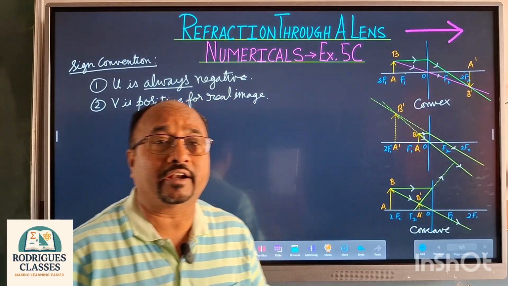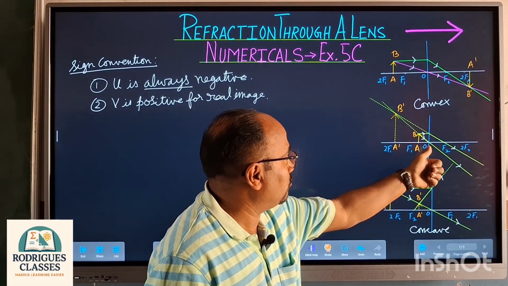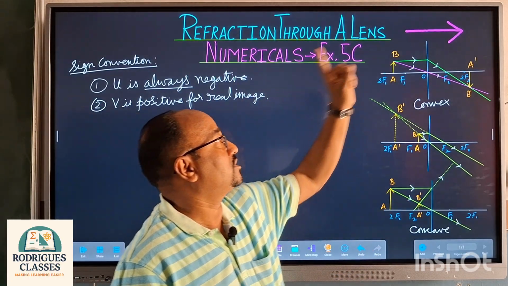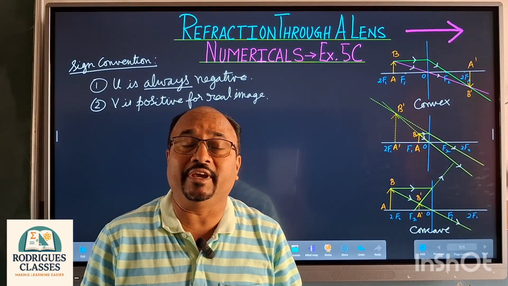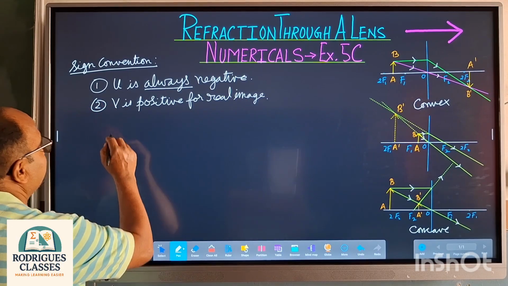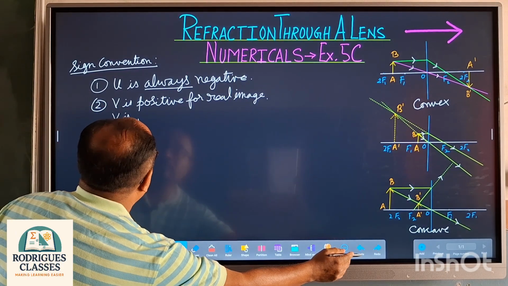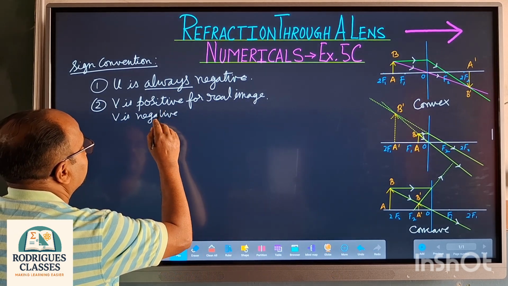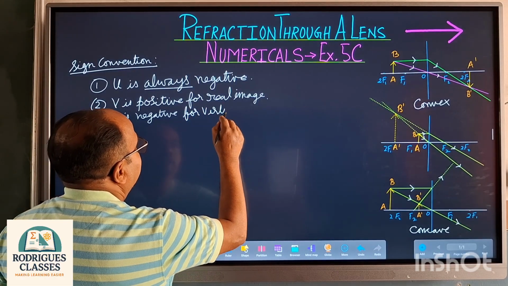Okay, so for real image we know. Now let us take a look at virtual image. We have virtual image in these two conditions. So I have to measure the image distance from O to A dash. So I have to come in this direction, which is against that arrow, the direction of the incident ray. So it means virtual image will be negative. Okay, so I will write here V is negative for virtual image.